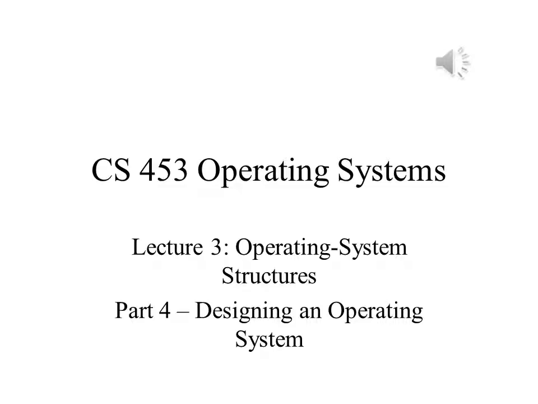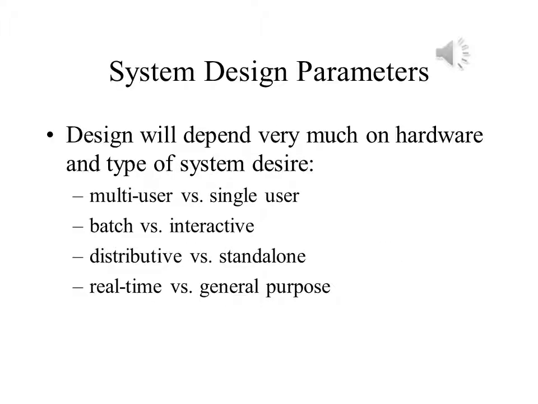In Part 4 of Lecture 3, we will discuss designing an operating system. Designing anything usually starts with deciding what your design parameters are. This is just as true when you are designing an operating system as it is when you are designing an automobile, although the design parameters are obviously different.